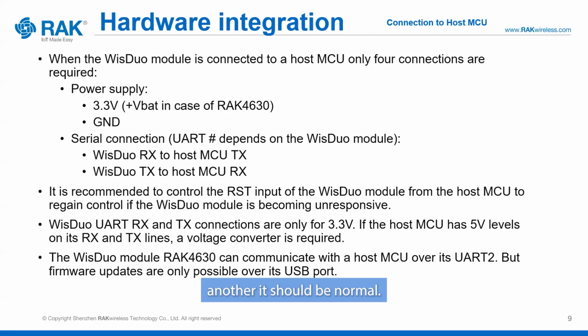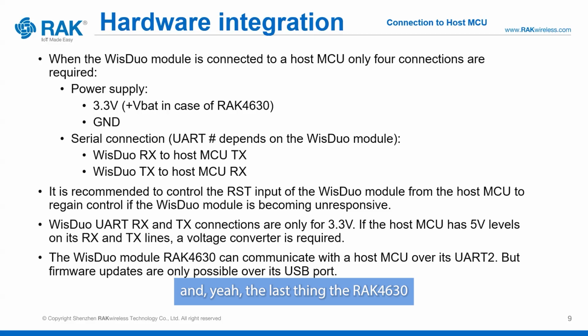Another thing to note: the power supply of the WisDuo modules is 3.3 volts, so the UART RX and TX lines are only for 3.3 volt. So if a host MCU has 5 volt levels on its GPIOs or in its UART, a voltage converter is required.